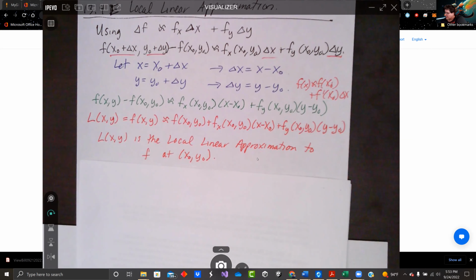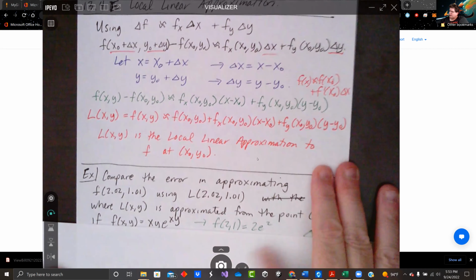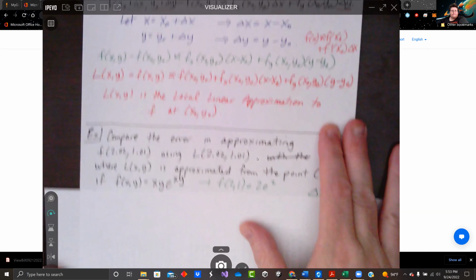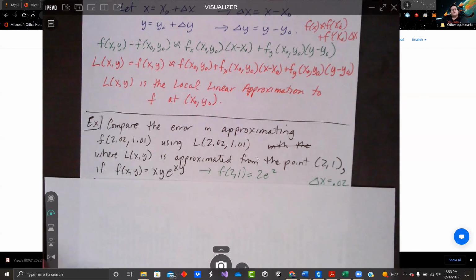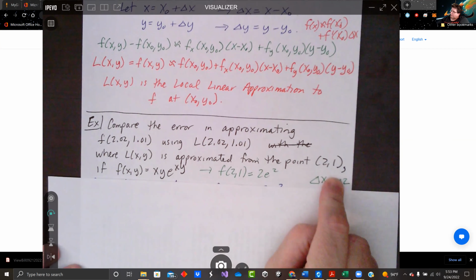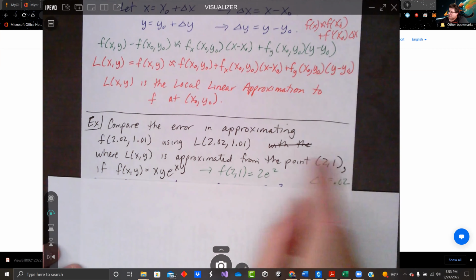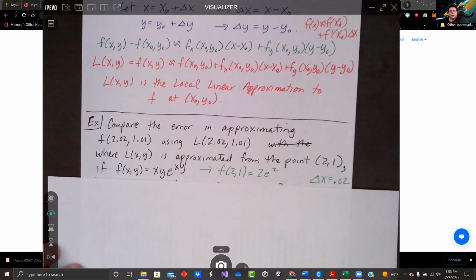Okay. Let's take a look at an example. We're going to compare the error in approximating a function evaluated at 2.02 and 1.01 using a local linear approximation, where we approximate it from the point 2, 1. So something close by. We're going to approximate 2.02, 1.01 using 2, 1. Our function that we start with is xy times e to the xy.